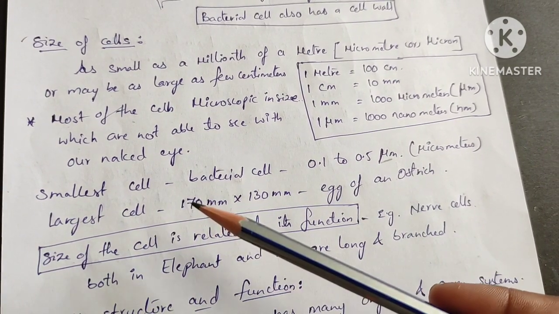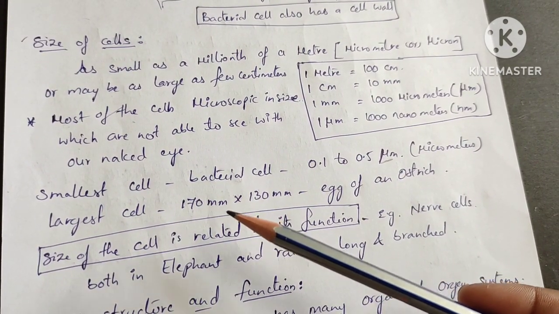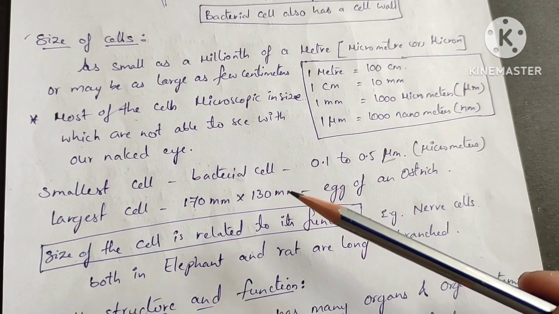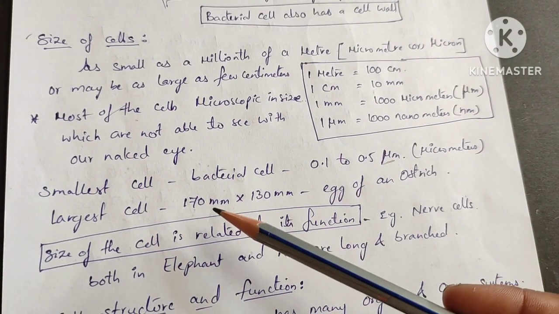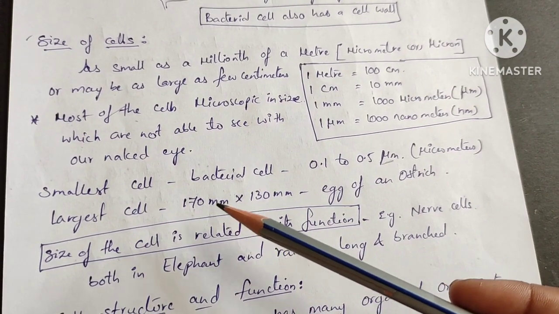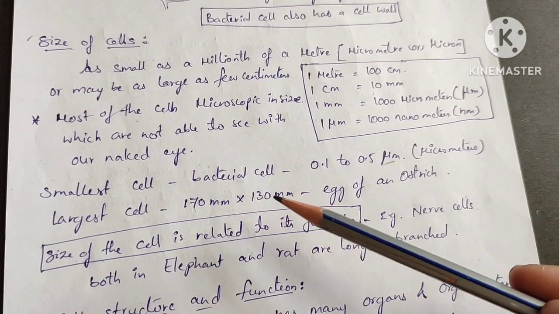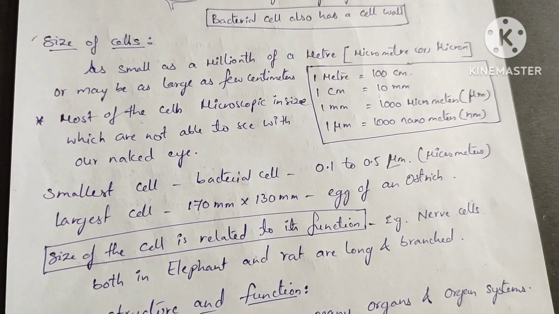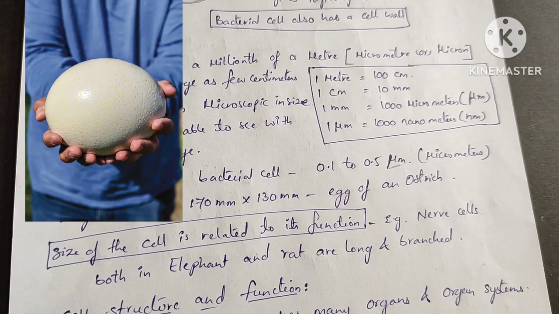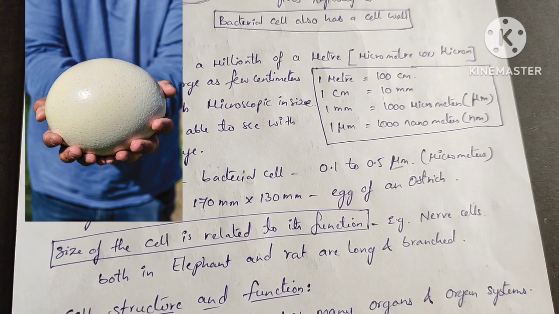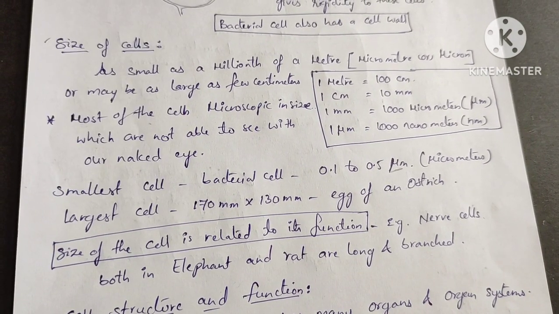And the largest cell is the egg of an ostrich, 170 mm by 130 mm. So 170 mm means nearly 17 centimeters long and 13 centimeters wide. So that is the size of an ostrich egg. See, you can see the ostrich egg here. See how big it is.